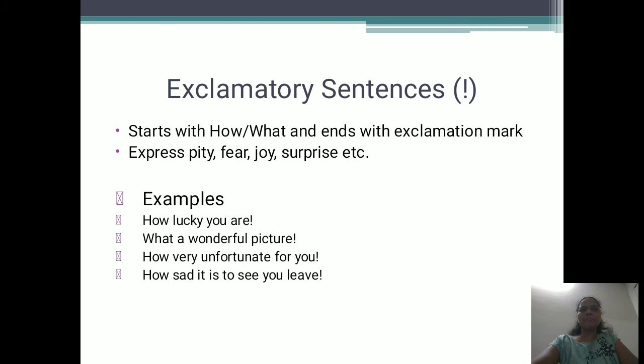Exclamatory sentences start with how and what and it ends with exclamation mark. These sentences express pity, fear, joy, surprise, sadness, etc. And examples of such type of sentences are: how lucky you are, what a wonderful picture, how very unfortunate for you, how sad it is to see you live.